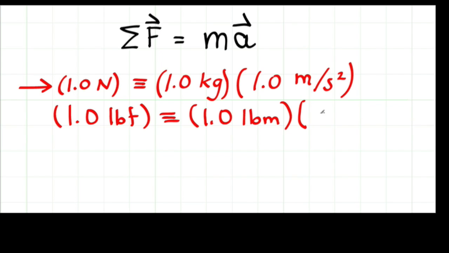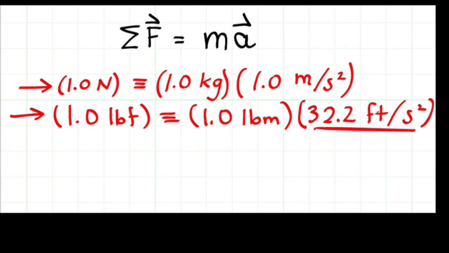And again, this is a definition. You can put whatever you want in here. And what was decided was 32.2 feet per second squared. And again, this is just simply a definition, something you have to look up or memorize. And the reason 32.2 feet per second was put in here is that this is the acceleration of a body when it's falling, when gravity is the only force on it. So it's kind of a natural number to pick.